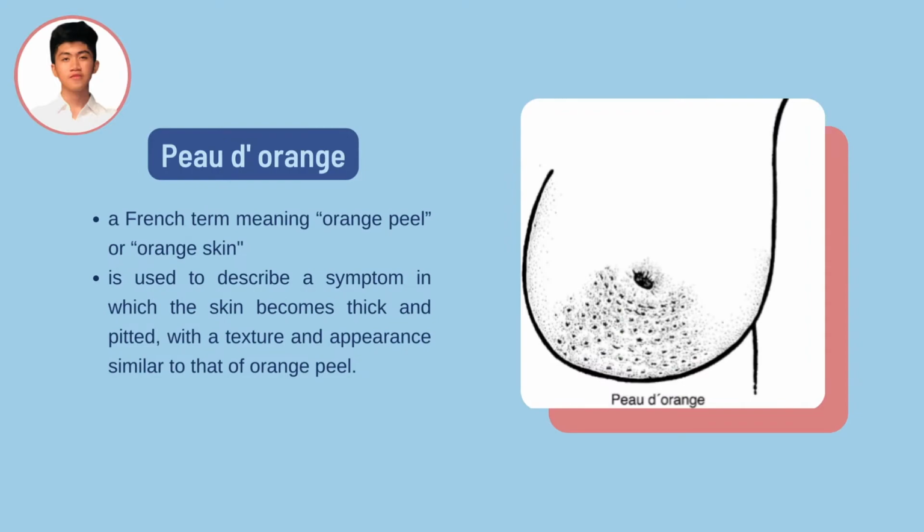Peau d'orange. So this is a French term meaning orange peel or orange skin. It is used to describe a symptom in which the skin becomes thick and pitted with a texture and appearance similar to that of orange peel.